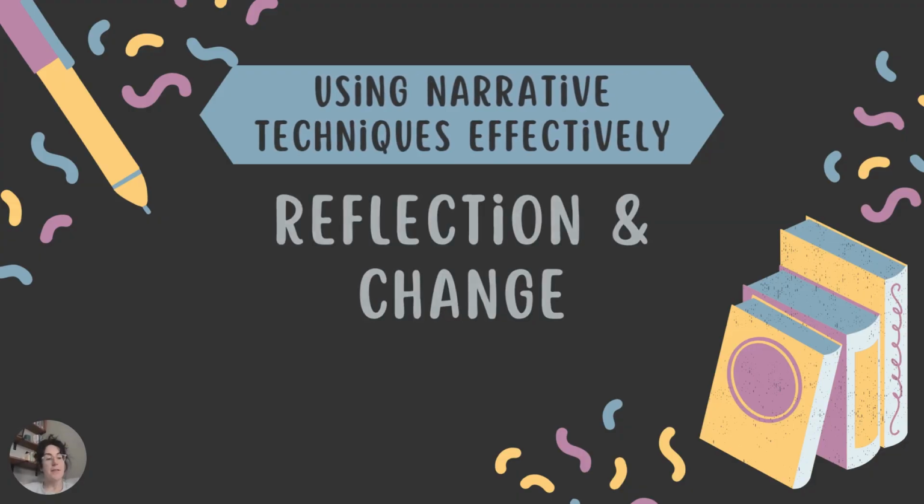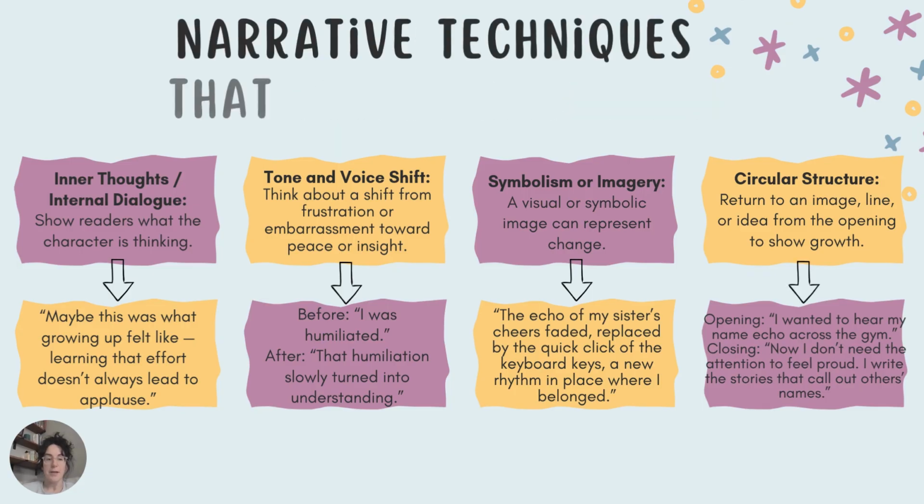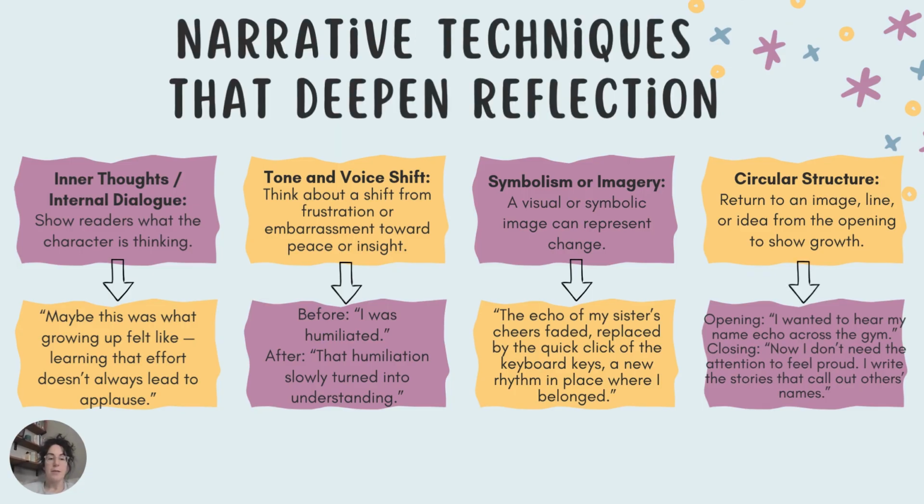Finally, the most important part of any narrative technique is going to be talking about the reflection and how I changed as a result of this experience. Here are a few different ways we can do that. We can think about our inner thoughts and internal dialogue. Again, that internal dialogue is a narrative technique. Tonal voice and shift is a narrative technique. Symbolism and imagery, and also circular structure, those are also very important whenever we're thinking about how to create those narratives.